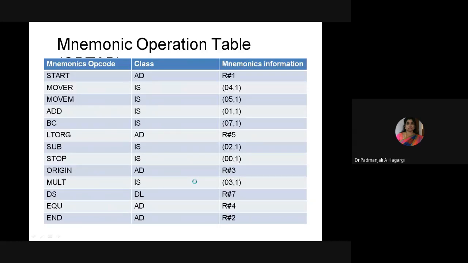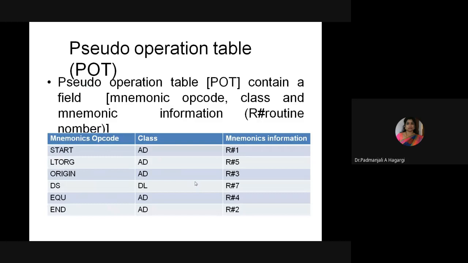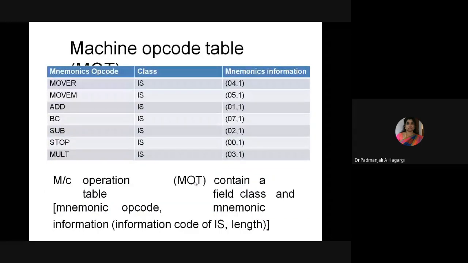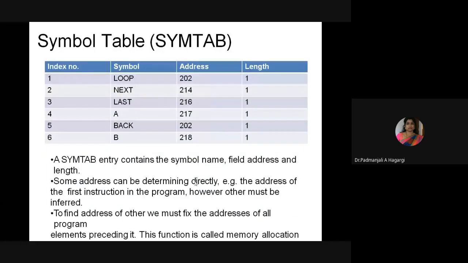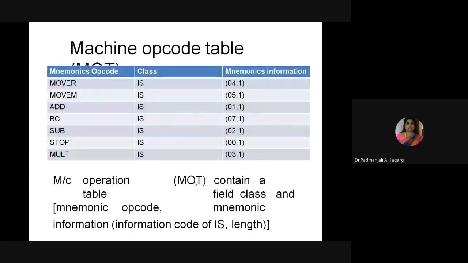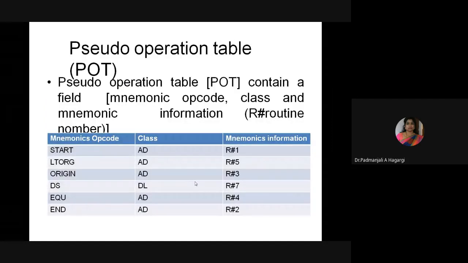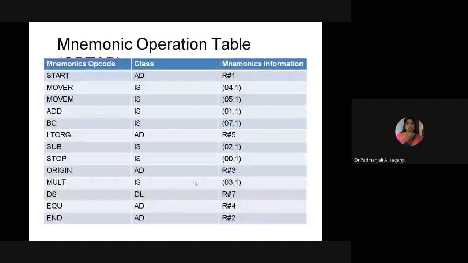So how many classes of mnemonic instructions have we studied? The classes of mnemonic instructions we have come to know about are imperative statement, assembler directive, and one more is declaration.